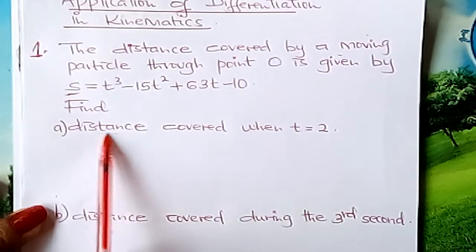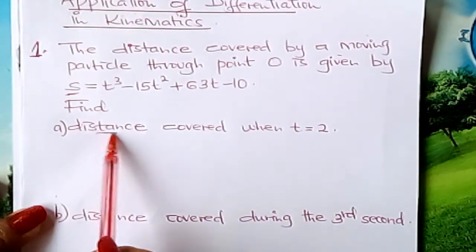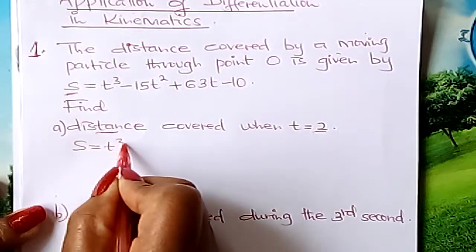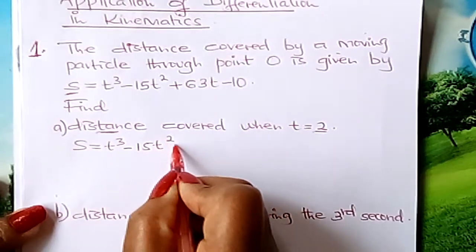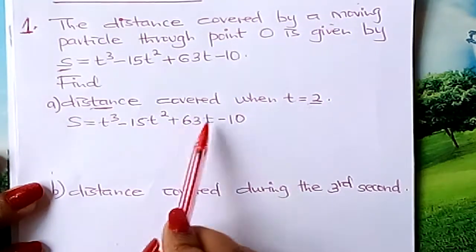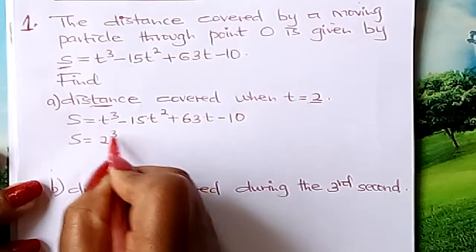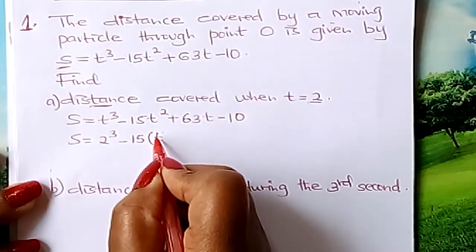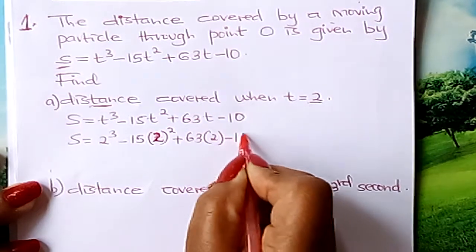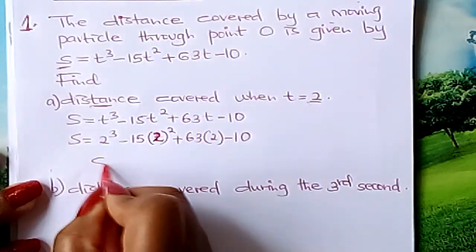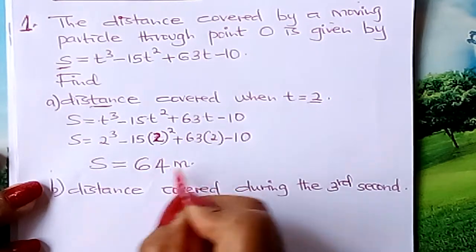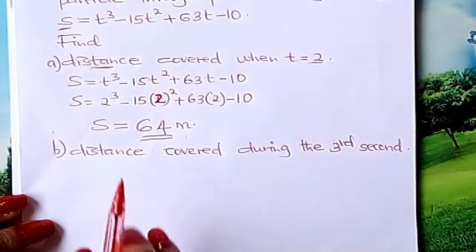So find the distance covered when t is 2. Find S, distance S when t is 2. So in this case, learner, you just need to come in and write your expression of the distance, like that, 63t minus 10. Then you come and substitute 2 where there is t. So S is equals to 2 cubed minus 15, 2 squared plus 63, 2 minus 10, learner. So working this one with a calculator, you'd get 64 meters. 64 meters.